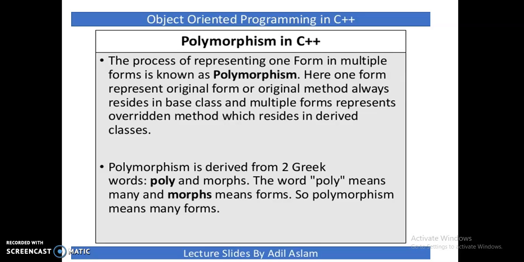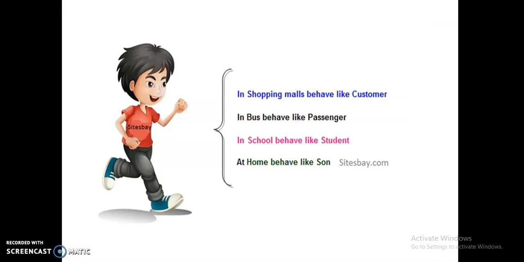The word poly means many and morph means forms. So polymorphism means many forms. This is the pictorial representation of polymorphism. This is a person. He behaves like a customer in a shopping mall, a passenger in a bus, a student in a school, and a son at home. So it is the same person, but he plays many roles. That is called polymorphism.